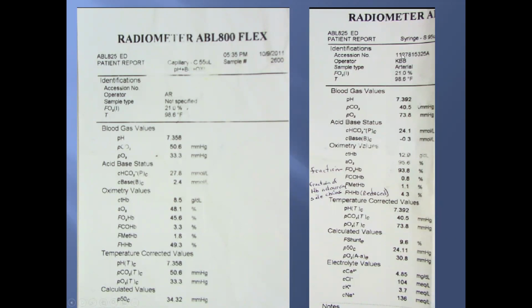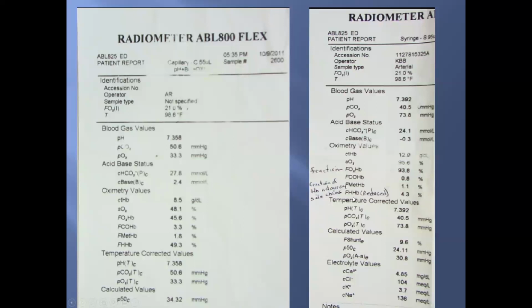I'm using the ABLs, and you get your printout of your blood gas. You're going to notice the letter F in front of your oximetry values. And nobody knew what the letter F was, so I called the company and found out it stands for fraction. So when something's reported as a percentage, they put capital F in front of it for fraction. So FO2HB, 93.8%. It's telling you the fraction of hemoglobin with oxygen.